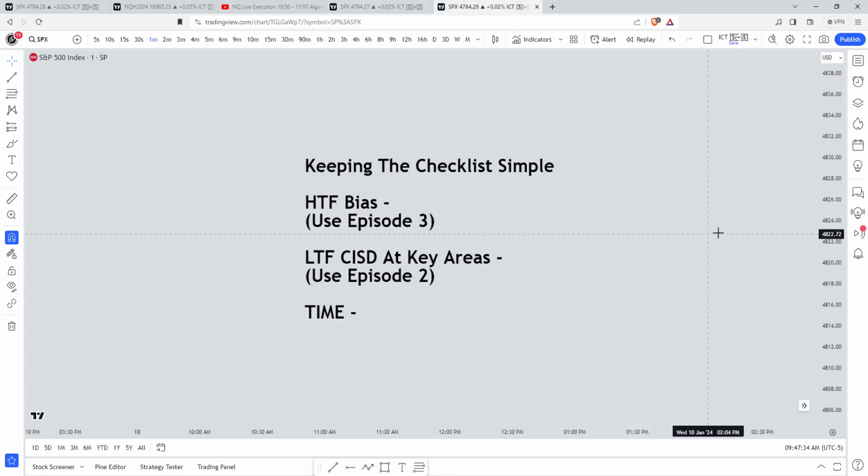I have a little checklist for you guys. Keep it simple. That'd be my best tip for you guys. Look for a higher time frame bias. Where is price drawing towards? Where is it delivering from? Which PD arrays are being respected? Where does the change in the state of delivery occur? Things like that. Use episode 3.